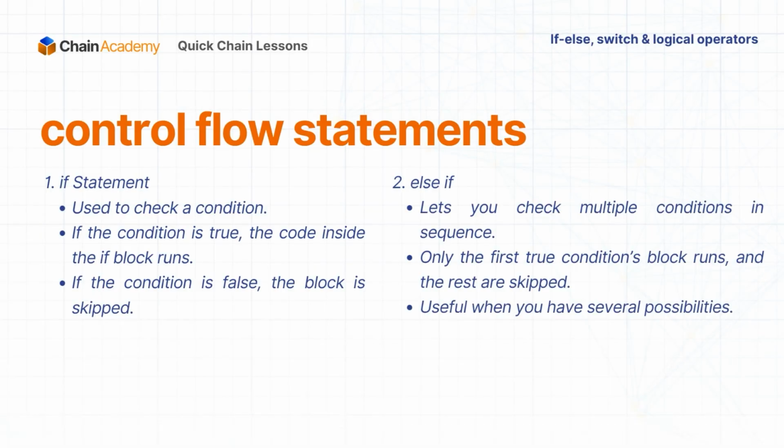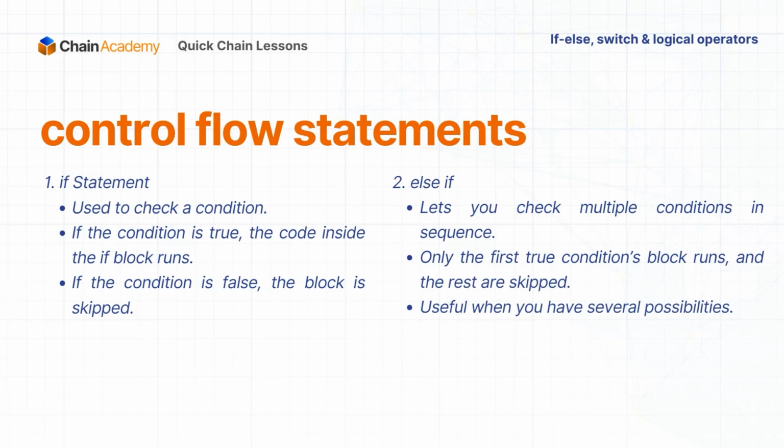Now, before we jump into a demo, let us look first at control flow statements, which let us make decisions in our programs. So the first is the if statement, which is the most basic one. It checks a condition, and if that condition is true, the code inside the block runs. If the condition is false, the block is skipped and nothing inside it runs.